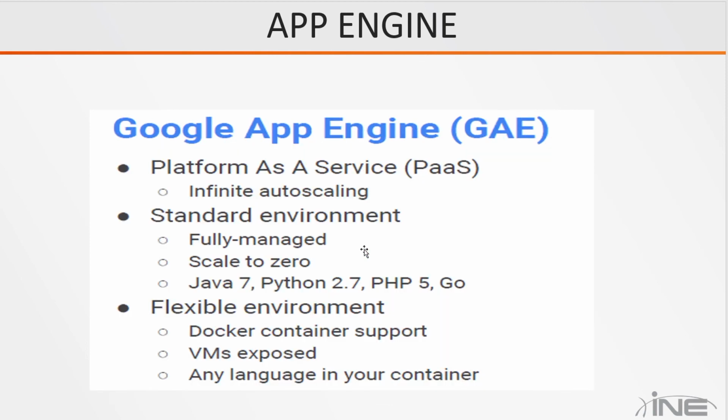So Google App Engine is a platform as a service. It scales infinitely. Standard environment is fully managed, and it supports Java, Python, PHP, and Go. And again, make sure you know what is supported and what isn't. Flexible is a very flexible environment, so you have a lot of capability around containers and also any other languages that you need to support that may not be listed here as well.